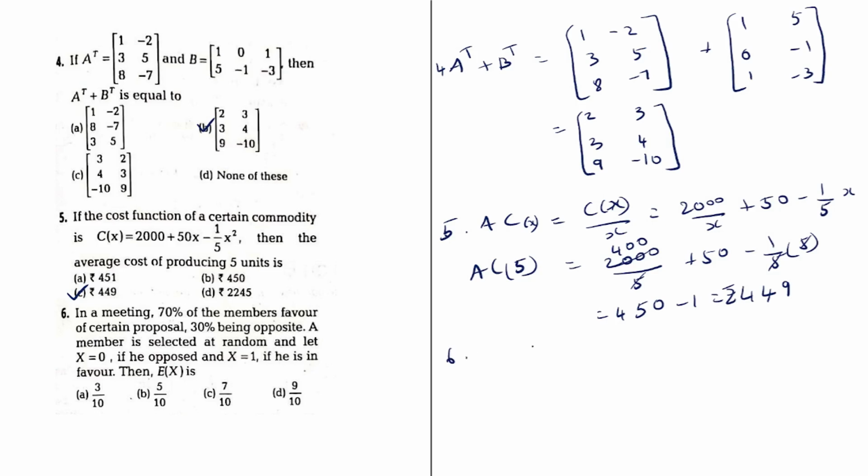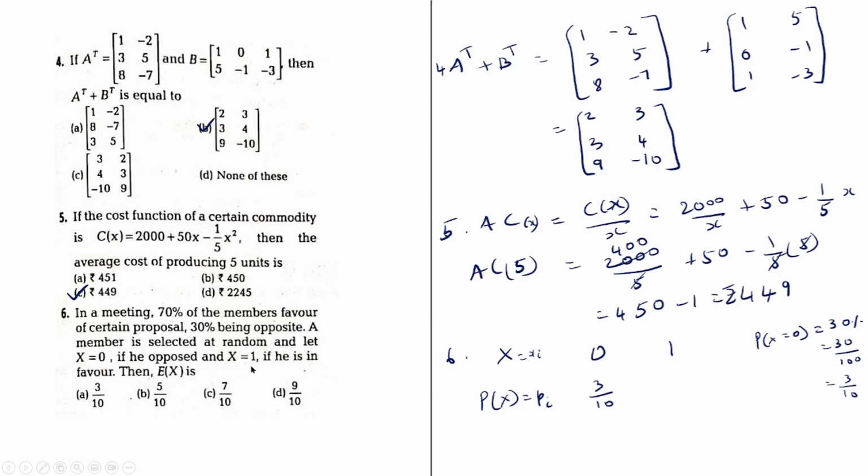So here for the sixth question, the random variable X takes values 0 and 1, and then we have the associated probabilities, X equal to xi and probability of X equal to pi. It is given X is equal to 0 if he is opposed. If he is opposed, the associated probability is 30%. So probability of X equal to 0 is 30 by 100, which is 3 by 10.